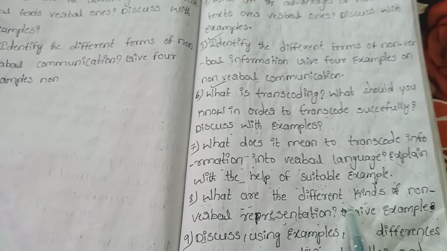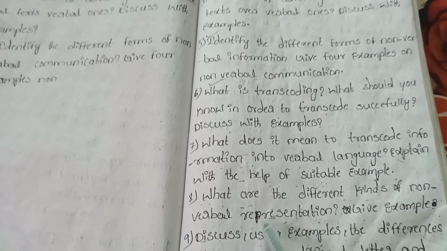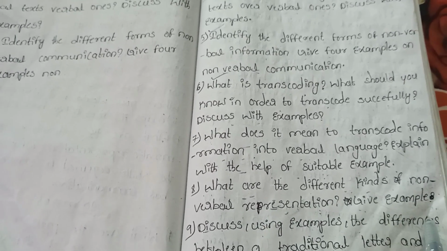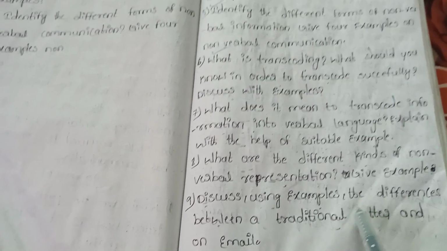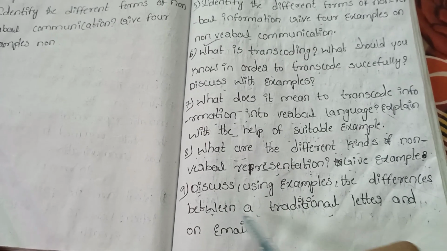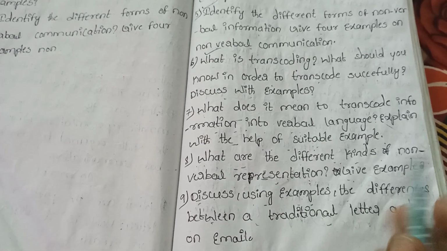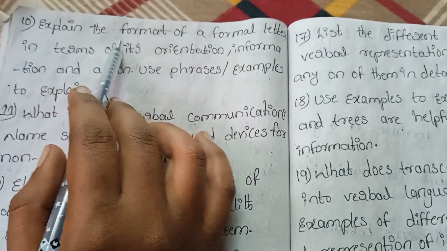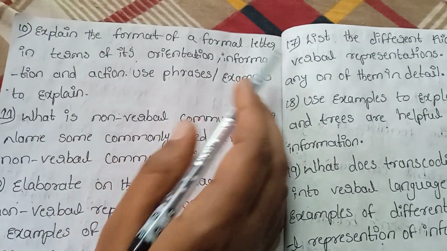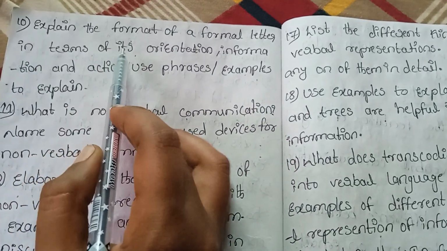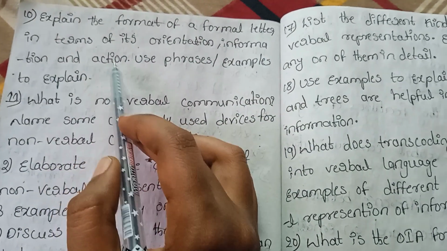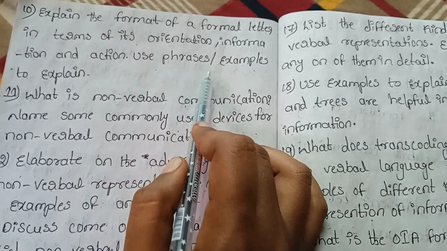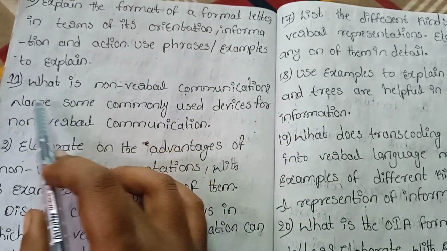What are the different kinds of non-verbal representation? Give examples. Discuss using examples the differences between a traditional letter and an email. Explain the format of a formal letter in terms of its orientation, information, and action. Use phrases, examples to explain.